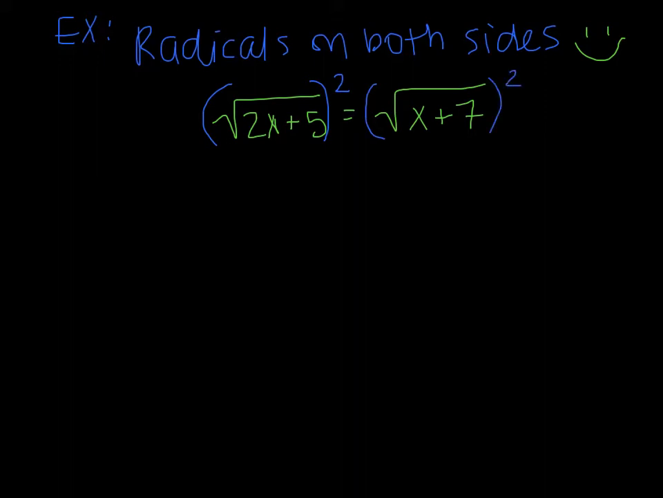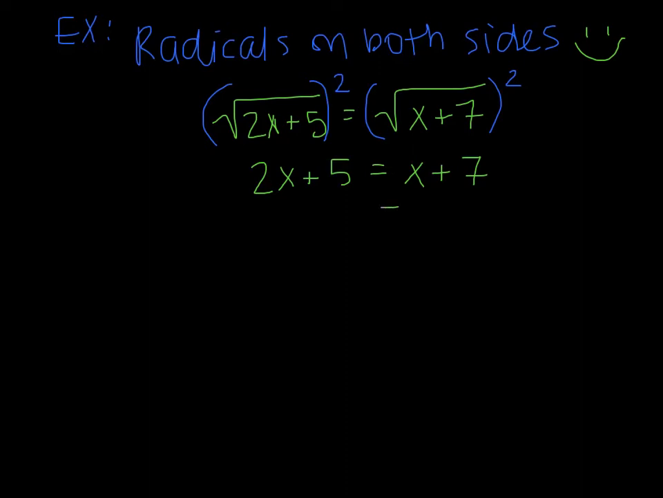So if I square both sides, I end up getting out whatever's underneath each radical. 2x plus 5 equals x plus 7. And now I just have a linear function that I need to solve. At the end of this, I do need to check to make sure that I did find the real solution, which checks inside of my original.